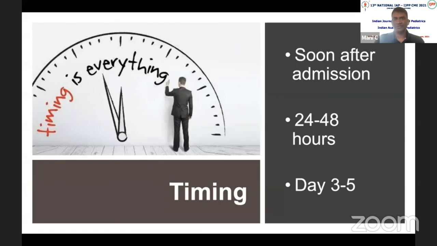When do we do it for term babies? It's usually better to do it in HIEs soon after admission, and then do another one in 24 to 48 hours, and then day 3 to 5 to see the pathologies, how they evolve and develop.